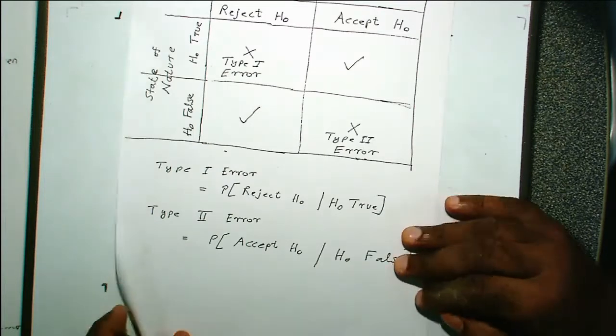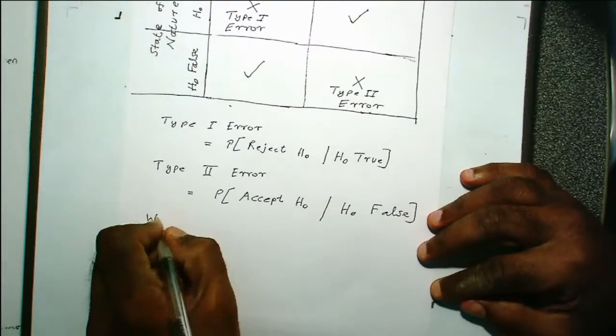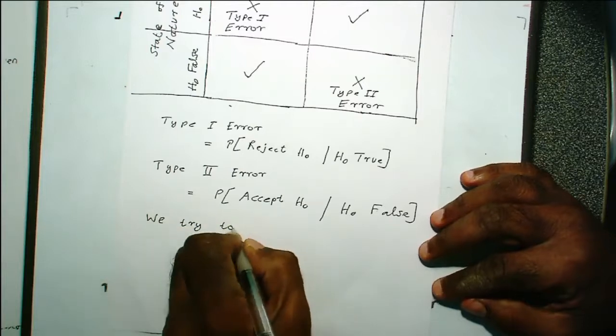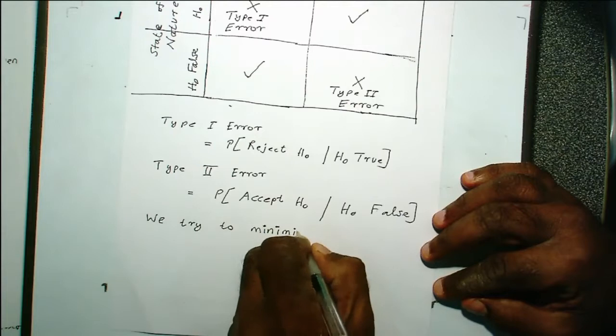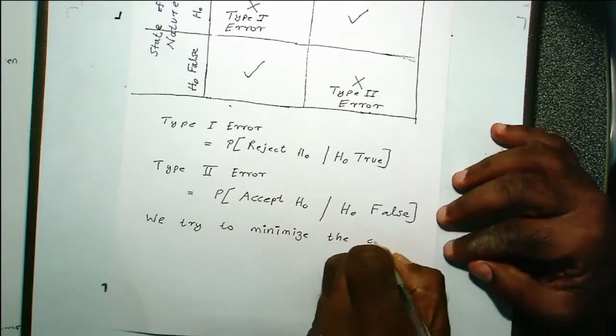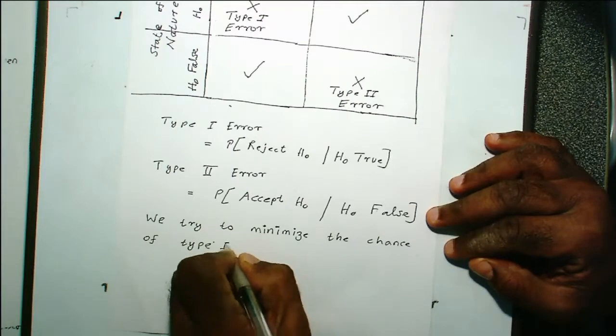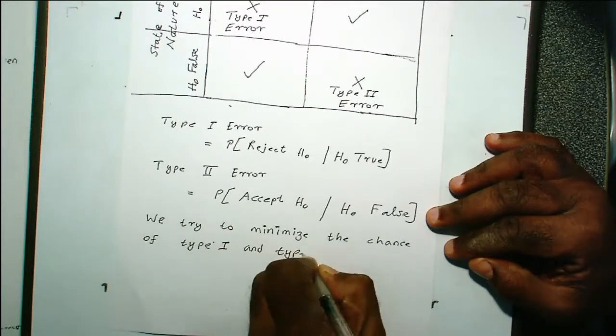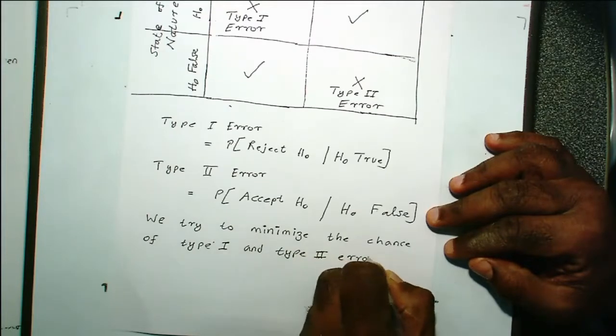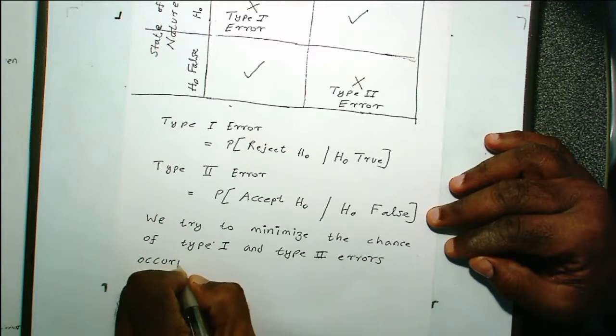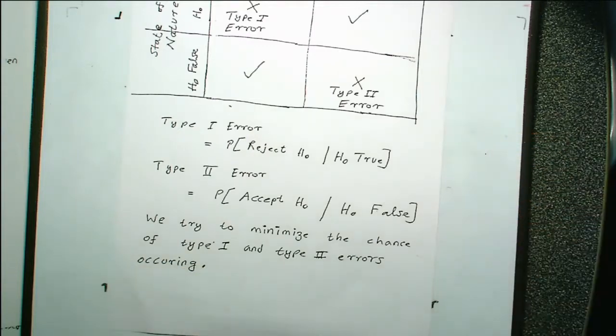hypothesis. But what we try to do in statistics is we try to minimize the probabilities of type 1 and type 2 errors occurring. That's what we try to do, because, as I said, it's impossible to eliminate type 1 and type 2 errors from occurring.